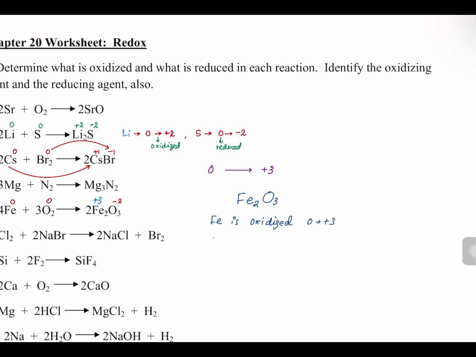And O2 is reduced. Oxygen is reduced. Why? Because it's changing from 0 to -2. So 0 to -2 means you are going downward, below 0. First is 0, then -1, then -2. So the number is going to decrease. When the number decreases, ultimately this is reduction. Okay.